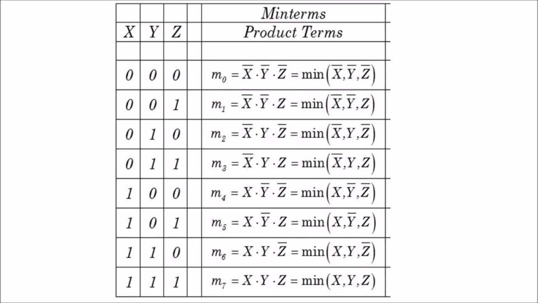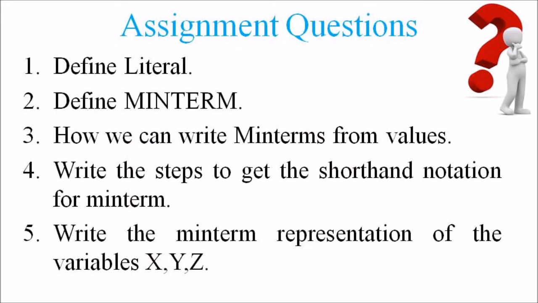So my dear students, in this lecture we discussed minterms. Hope you understood this topic. Kindly go through this assignment. The assignment questions are: first, define a literal. Secondly, define minterm. Thirdly, how can we write minterms from values? Fourth, write the steps to get the shorthand notation of a minterm. And fifth, write the minterm representation of the variables x, y and z, that is, the minterm table representation.